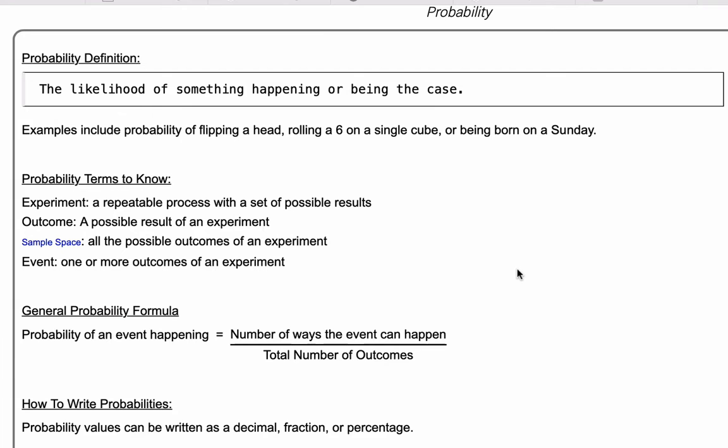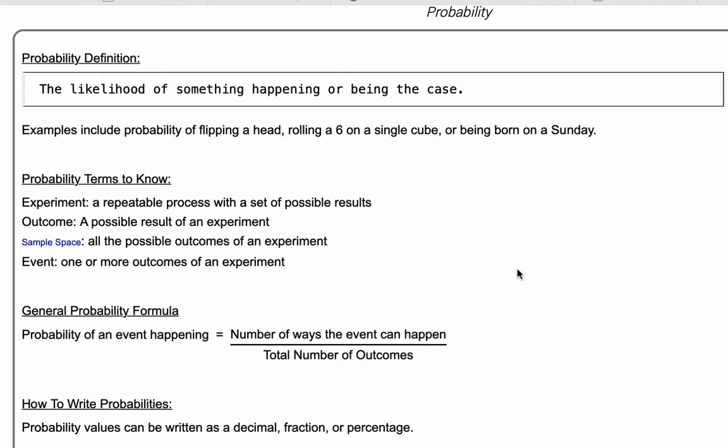Welcome to the probability video for mathcelebrity.com. In the next few minutes, I'm going to walk you through the definition of probability, formulas for probability, how to write probabilities, and a few probability examples. So let's get started. What is probability?